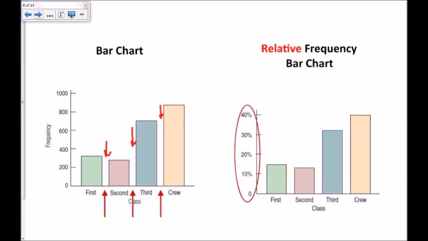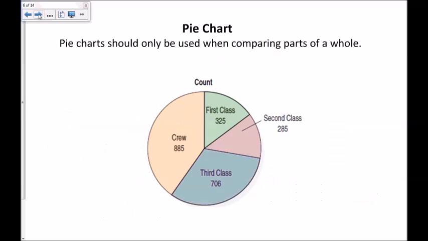The fourth way is by using a relative frequency bar chart. Remember, relative means percent, and so it's just like a bar chart, but instead of counts or frequency, we have the percentages as the y variable. Again, you have gaps in between the bars because it is a bar chart.